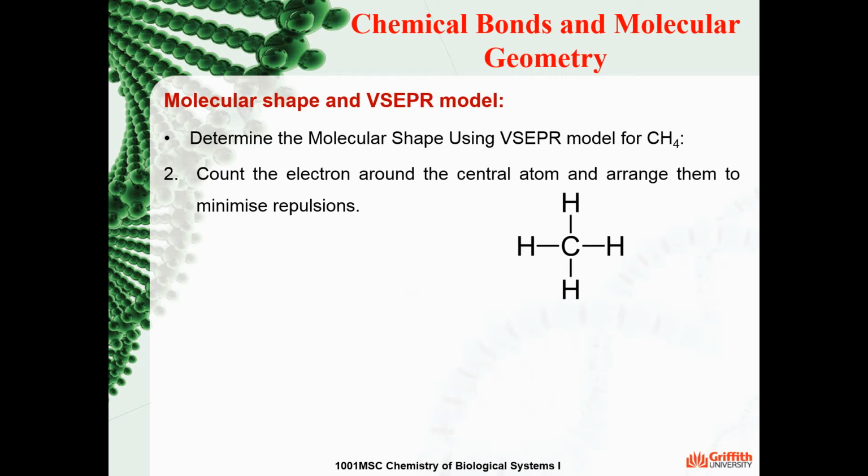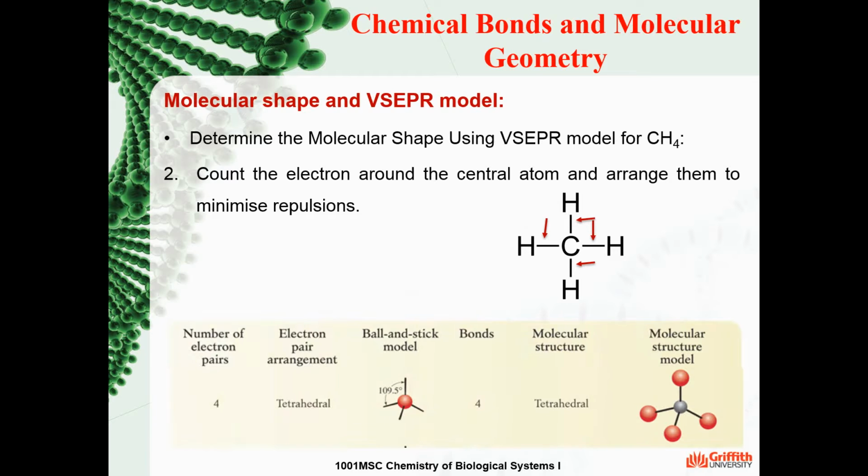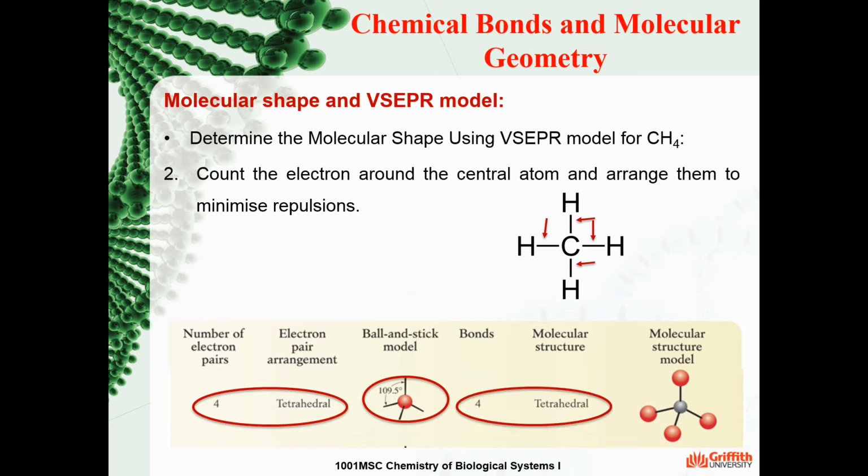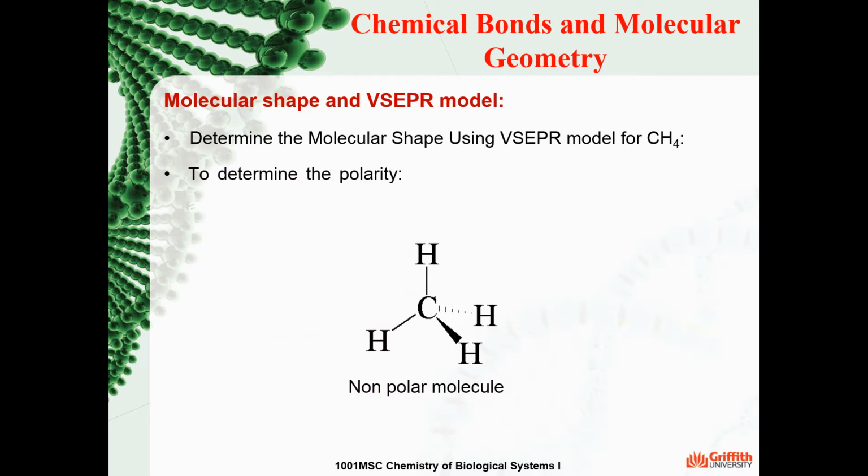There are 4 places of electrons around the carbon. Looking at the table, we see the electron pair arrangement is tetrahedral, and the bond angle is 109.5 degrees. There are also 4 bonds, so the molecular structure is also tetrahedral. The molecule is nonpolar.